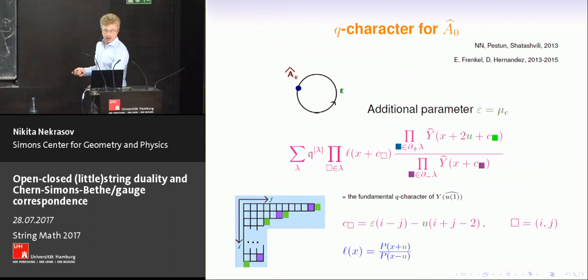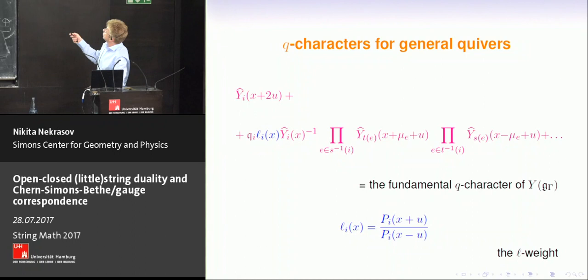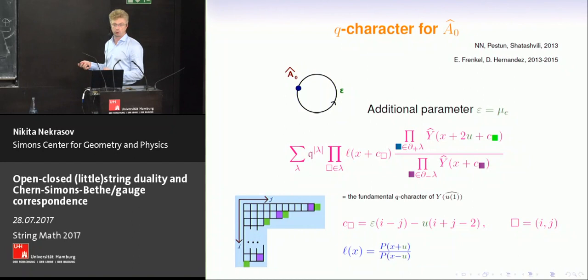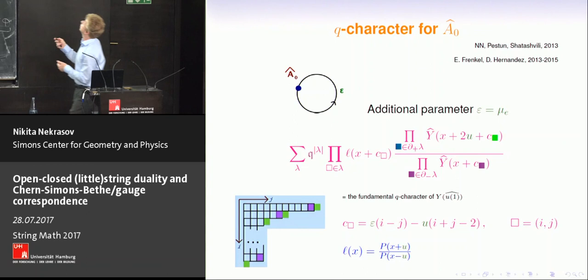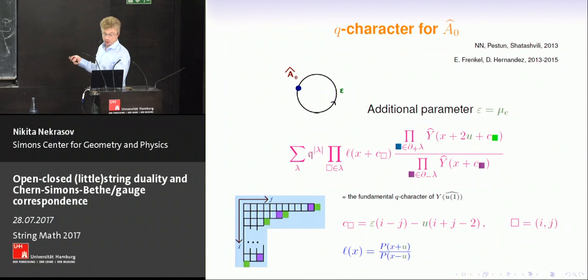Now, again, as I said, this is actually a general construction, and works for general quivers, in particular for affine quivers. Somehow this was realized at approximately the same time in the gauge theory community, in my work with Peski and Shatashvili, and in the representation theory community, in the work by Frenkel and Hernandez. So this is the formula for the fundamental Q-character for the quiver, which we call a zero hat.